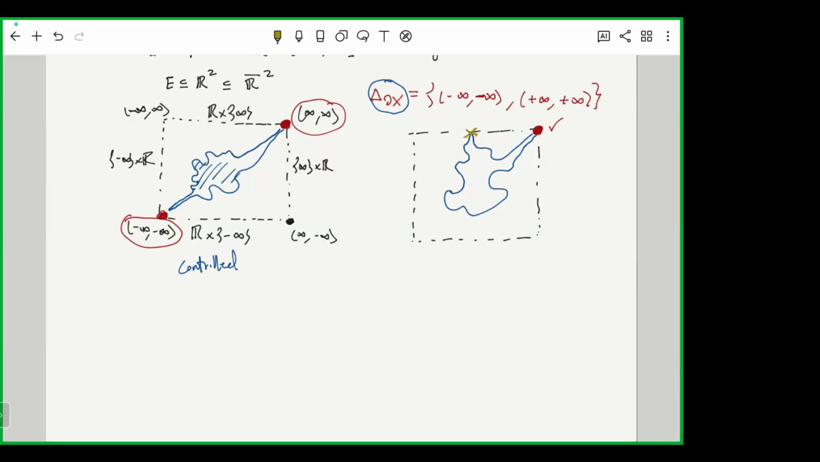Yes, so I was trying to point out some intuition behind what is topological. The idea is that E is controlled if and only if at infinity it only touches the diagonal points of the corona. So on the left, this example.